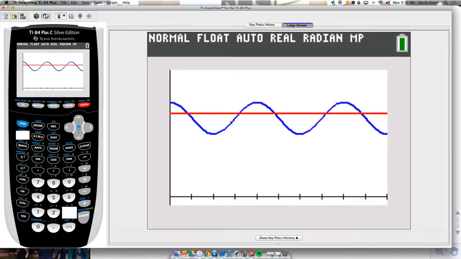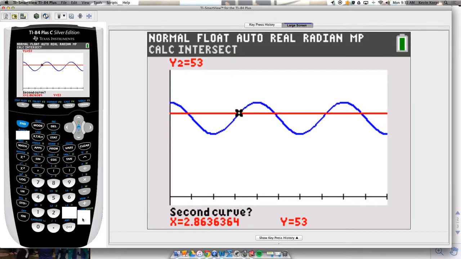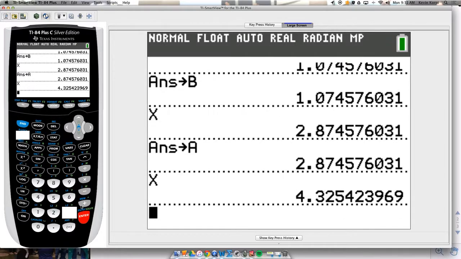And what do we do next? Well, we find the next point of intersection. Same thing, second trace number 5, enter, enter, and we scroll over, and we hit enter, and we get a nice visual that it found the intersection at 4.325. Get back to the home screen. Notice if you hit X again, it has overridden the previous value of X. Good thing we stored it as A. And I'm going to store this one as alpha B.